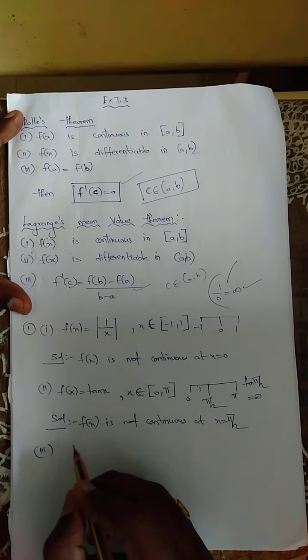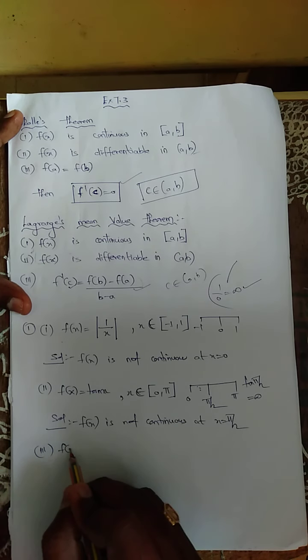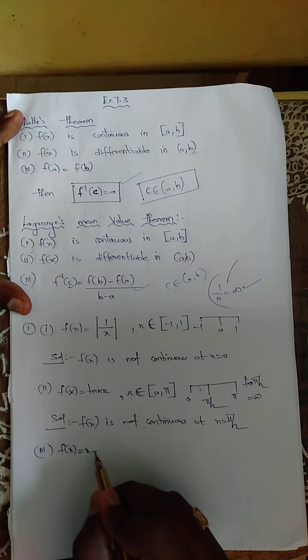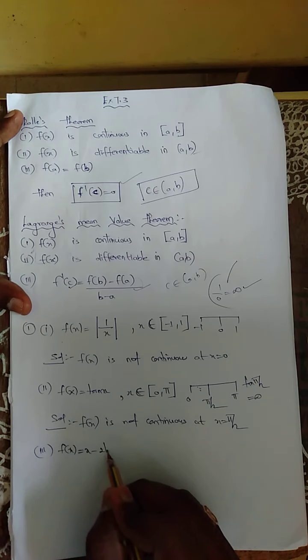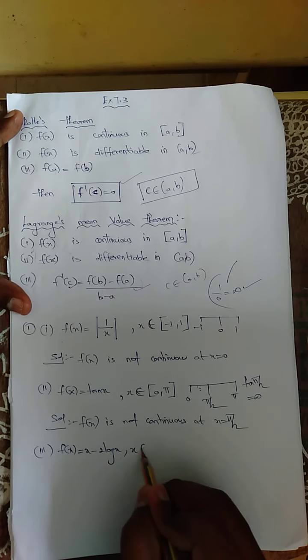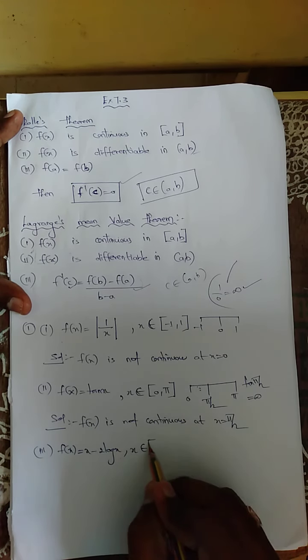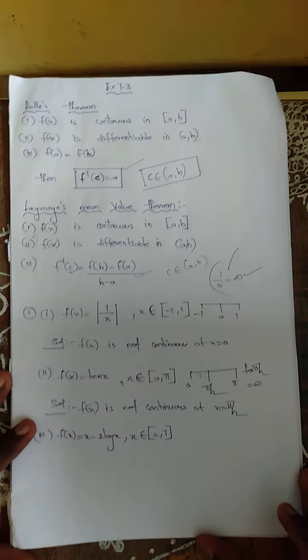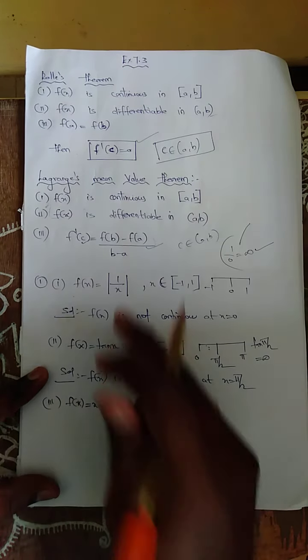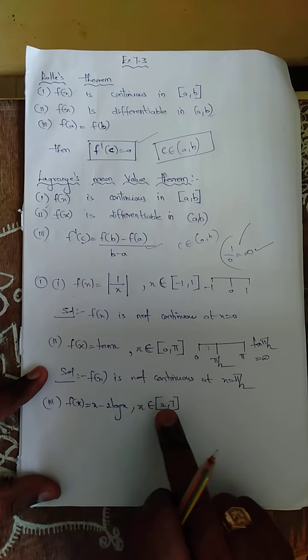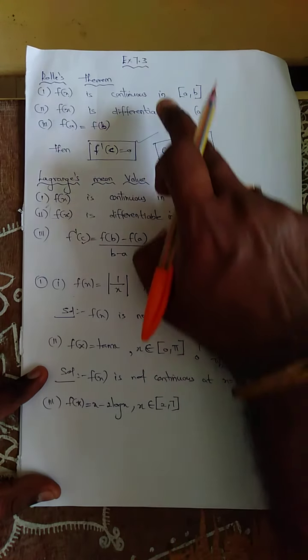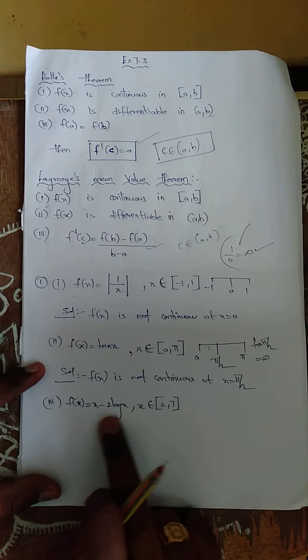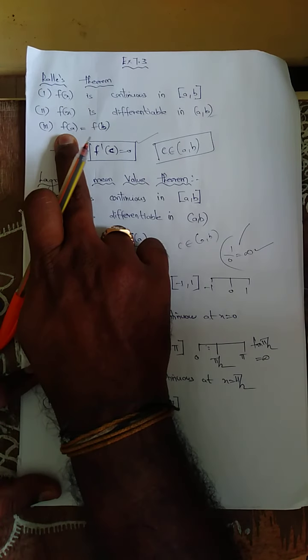Third subdivision. What is the third subdivision given here? The question is f(x) equals x minus 2 log x, where x belongs to [2, 7]. For this one, it is continuous because we can put any point and get an answer. It is differentiable. We can differentiate this easily. We want to check the third condition.